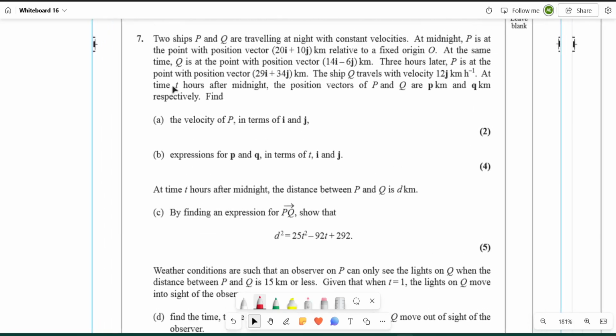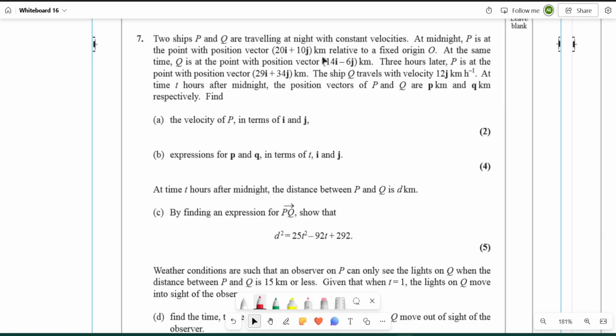So let's read the question. Question says, we have two ships, P and Q, and they are traveling at night with constant velocities. So they're traveling with constant velocity. At midnight, P is at the point with position vector. So this is the position of point P at midnight. Is P moving or is it at rest? P is moving with constant velocity. So after 1 hour, I'd expect this position to change.